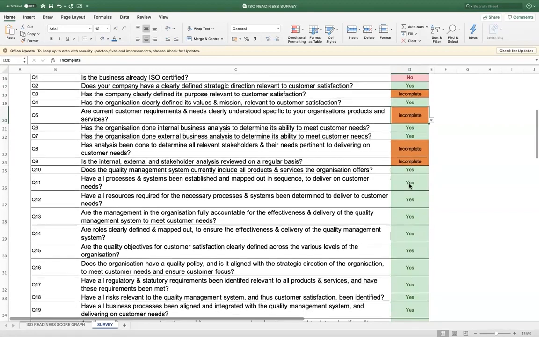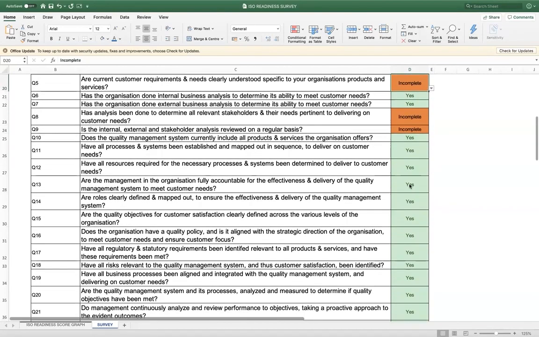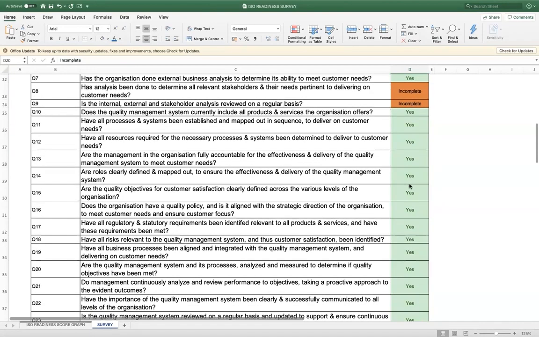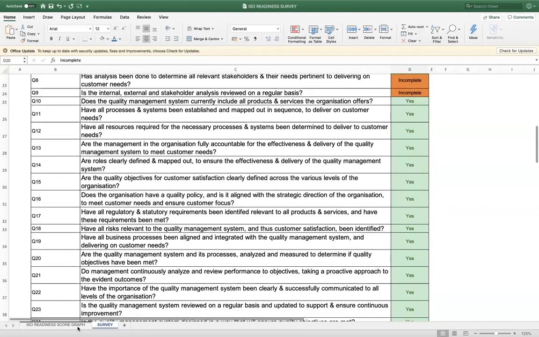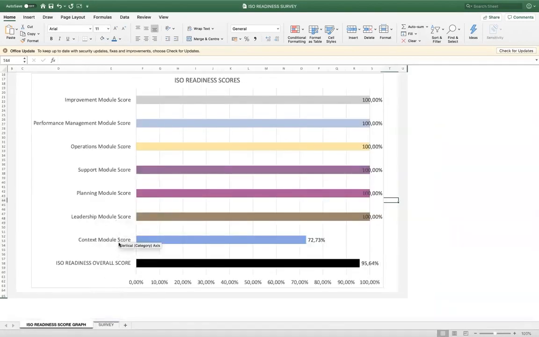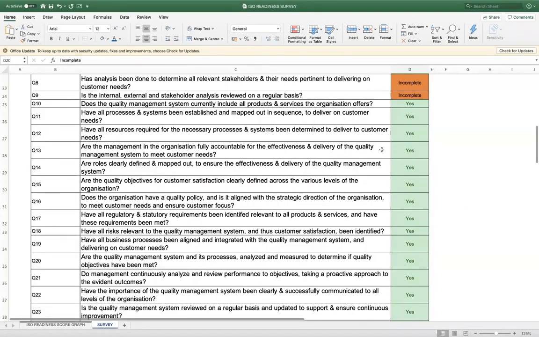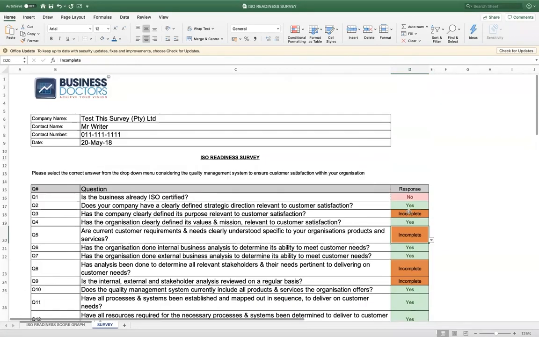So as you can see, slowly but surely working through each one of the questions would then rate the business relevant to each one of these areas. So already we can see within the context module, we're at 72% out of 95%. As we work through this, we will be able to identify the modules to focus on, and also be able to focus on the ones we have captured as incomplete. What would it look like to get that to complete, and what are the steps necessary to take?